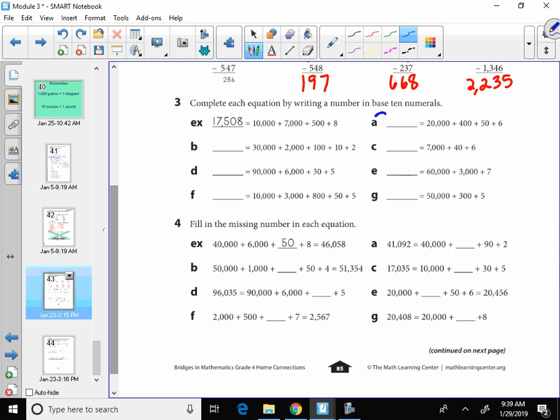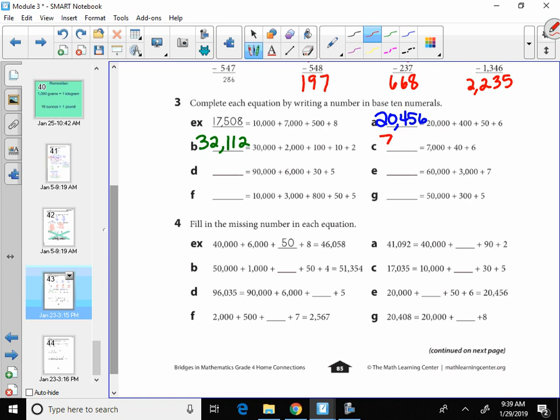I see a 2 in the 10,000s place, nothing in the thousands, a 4 in the hundreds, a 5 in the tens, and a 6 in the ones. And that's what you get if you were to add all 4 of those numbers together. Letter B, I see a 3 in the 10,000s, a 2 in the thousands, a 1 in the hundreds, a 1 in the tens, and a 2 in the ones.